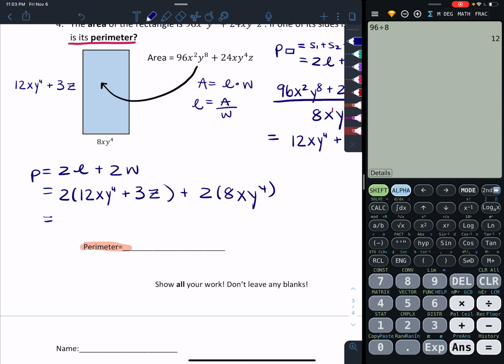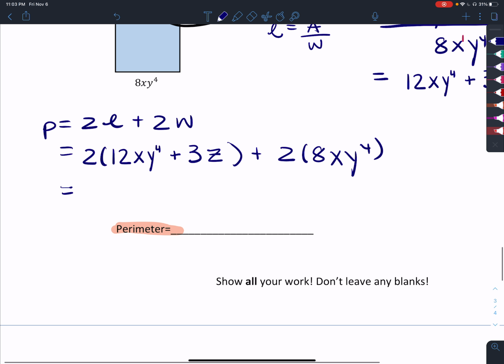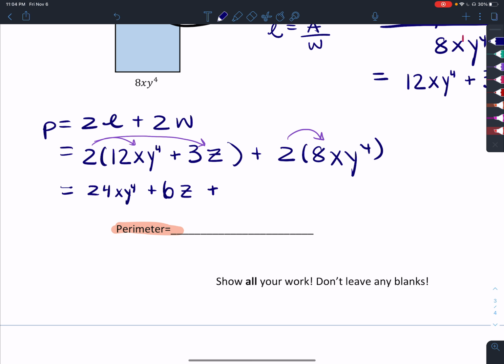Now I shouldn't need my calculator. So we're going to distribute this 2. We're going to get 24. And remember, when you're doing this 2 times, you're only doing number times number. These exponents will stay the same. You don't touch those. So we just get that 24, and the xy to the 4 just comes down with it. Okay, 2 times 3, that becomes 6z, and then plus, so 2 times 8, that's going to give us 16xy to the 4.